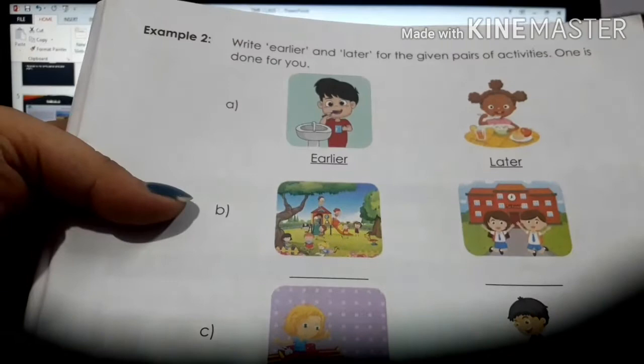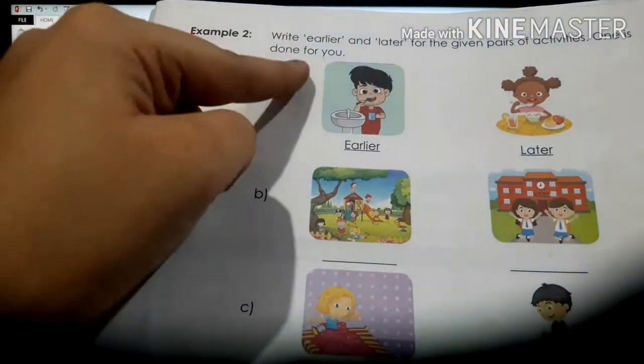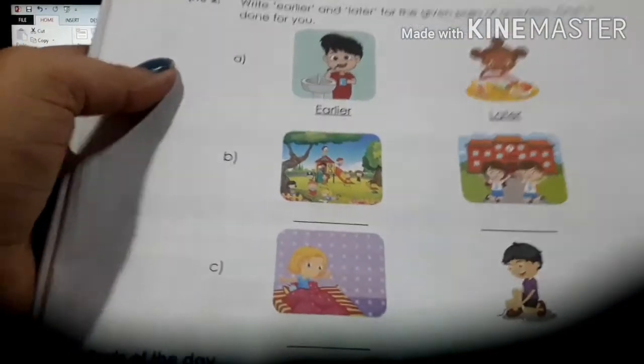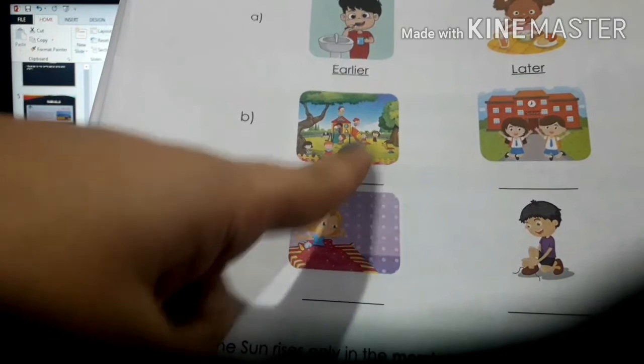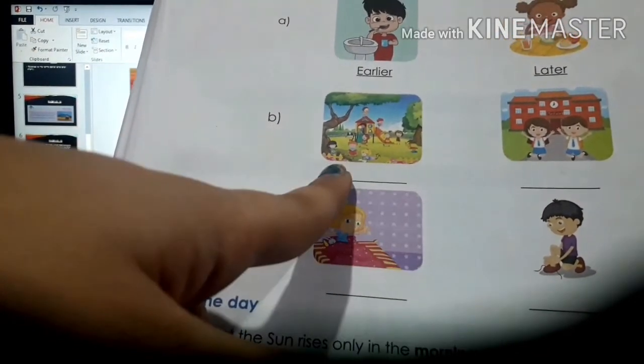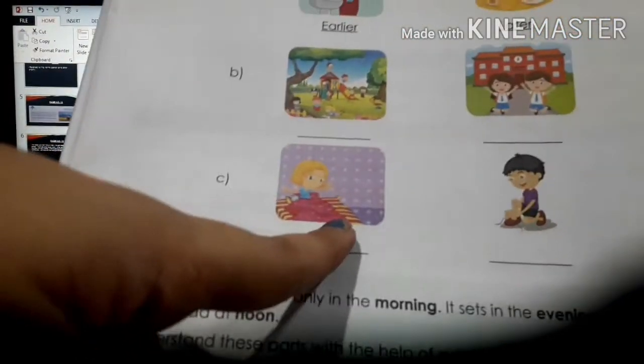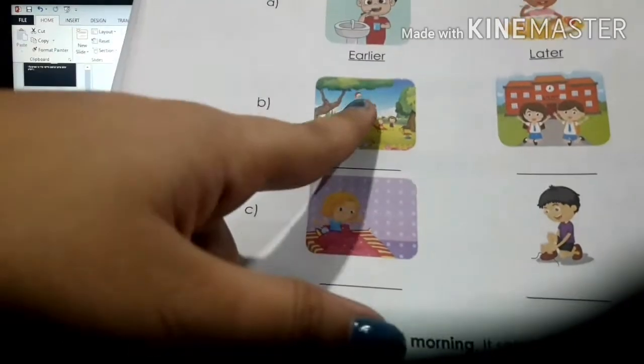Okay. Then let's see our next, example 2. Write earlier and later for the given pairs of activities. One is done for you. So children, earlier means before and later means after. So same here, play and going to school. So children, you have to choose which is earlier and which is later. Okay, same applies here, and you have to write the spelling. Clear? So these 2 examples, children, you can do in your book itself.